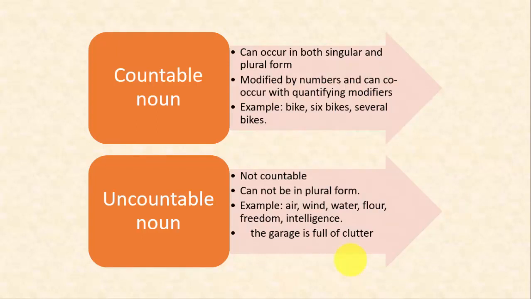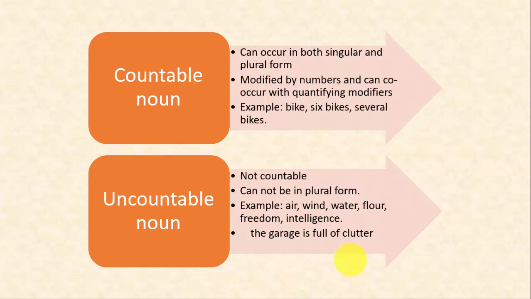Next comes the countable noun and uncountable noun. These are also in the contrasting form. A countable noun can occur in both singular and plural forms, modified by number, and can co-occur with quantifying modifiers like bikes, six bikes, several bikes. Quantifying nouns can be in the form of numbers if we specify them: six, seven, many more, or if we define specific numbers. But there are also modifiers like several, many more, how much.